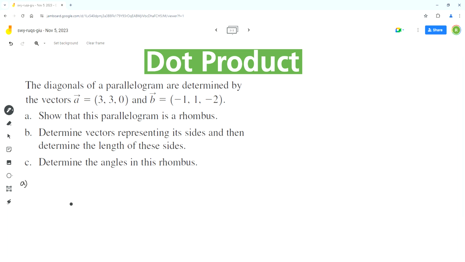A parallelogram is a rhombus if its diagonals are perpendicular to each other. This is a very important property of a rhombus we should understand and memorize. So if vectors A and B are perpendicular to each other, that means this parallelogram is a rhombus. For that, we'll use the dot product. The dot product of A and B should be equal to 0 because the dot product of perpendicular vectors is equal to 0. So let's start by finding the dot product.